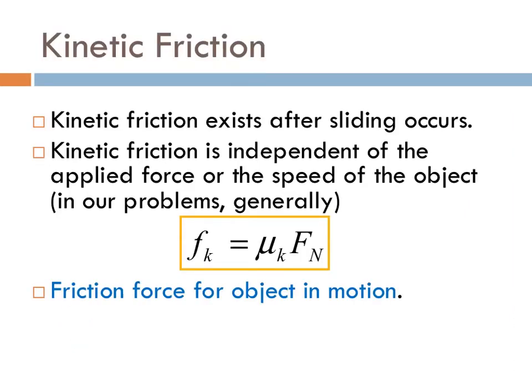Kinetic friction is a little bit more straightforward. Kinetic friction exists after sliding occurs, so this is when your object is already in motion. It is, for our problems, going to be independent of the applied force or the speed of the object. So this will always be true. This is not a number that varies. So our kinetic friction will always be equal to our coefficient of kinetic friction times our normal force, which is our equation here.